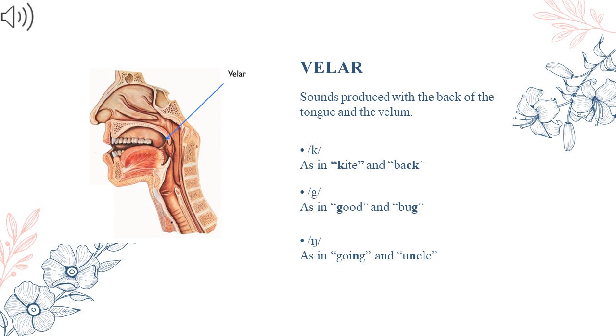Velar, sounds produced with the back of the tongue and the velum. Let me give you the example. K. The words are kite and back. And then second, g. The words are good and bug. And the last one, third, ng. The words are going and uncle.